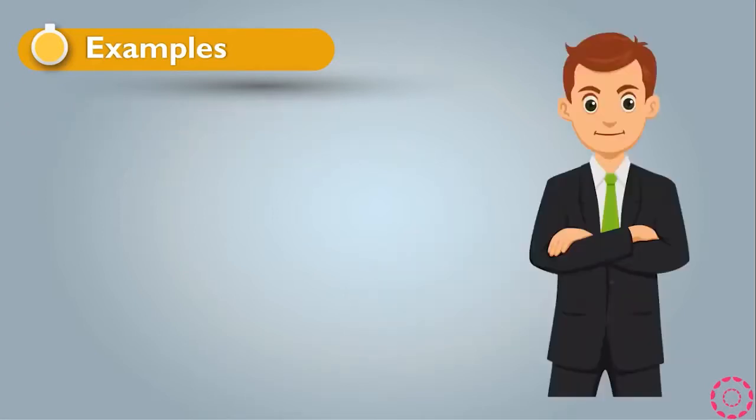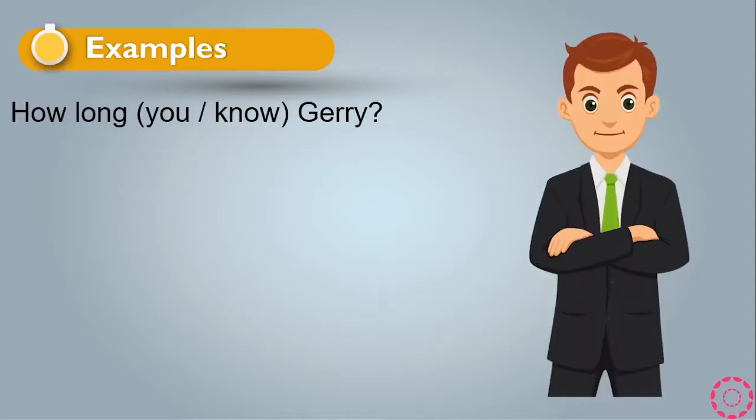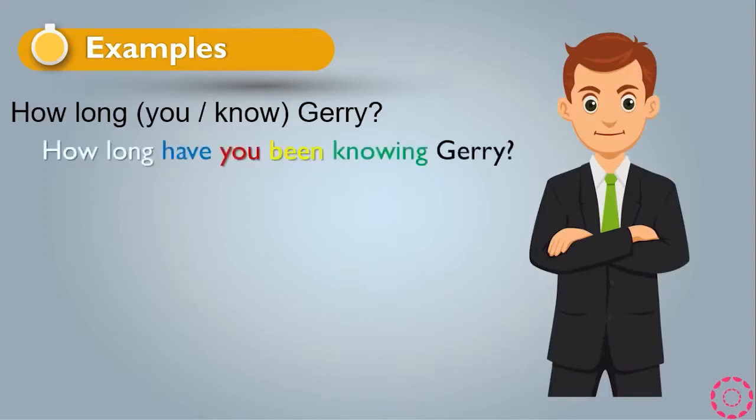Another example that we have: how long you know Gary? It asked to change to present perfect continuous. It became, how long have you been knowing Gary? If you just look at the sentence, we simply add been after the subject, and also we have to change the verb to verb ing. So this subject is very easy and very simple.